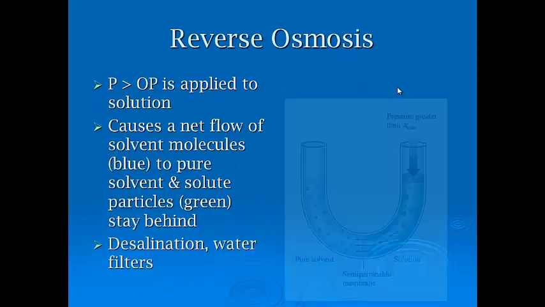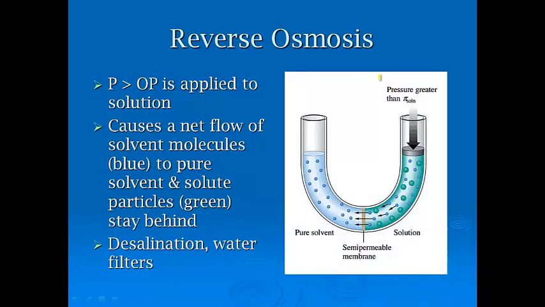You may have also heard of a reverse osmosis system, where a pressure greater than the osmotic pressure is applied to a solution, and this is going to cause a net flow of solvent particles back this way. So in essence we're allowing the solvent to go out and we're leaving all the junk we don't want back here. You may have a reverse osmosis filter in your house, or desalination is the same process, and it requires a pretty decent amount of energy.